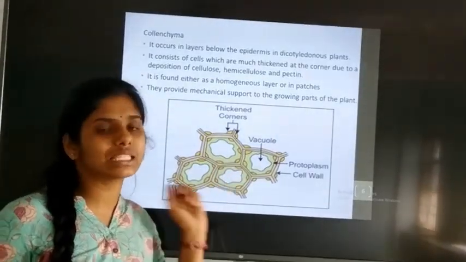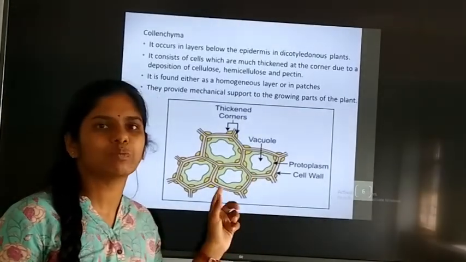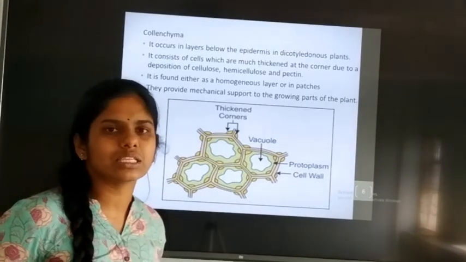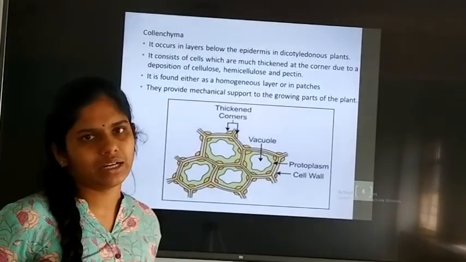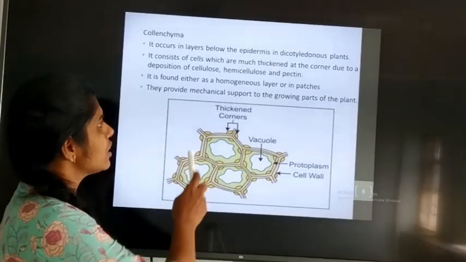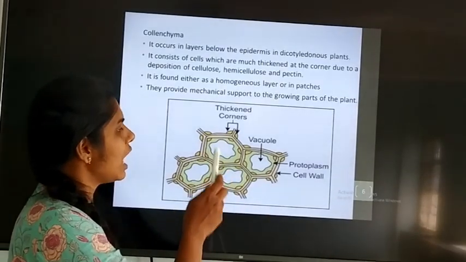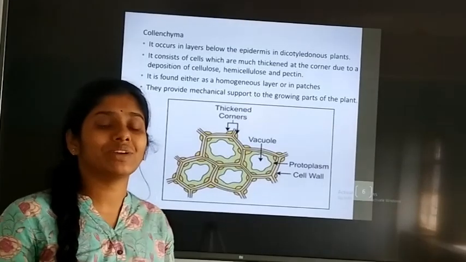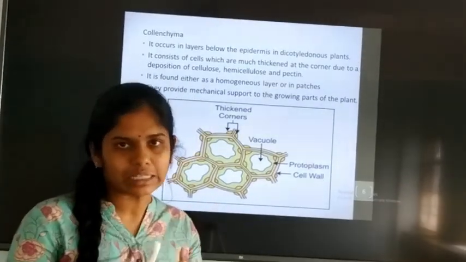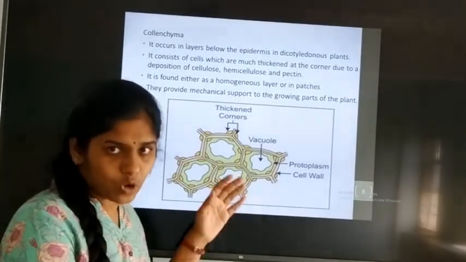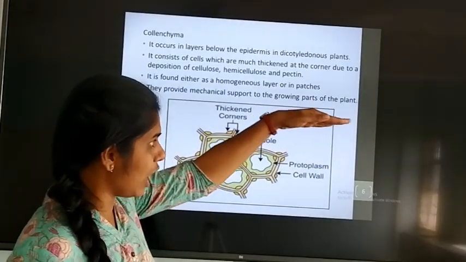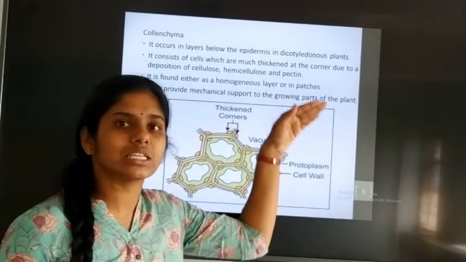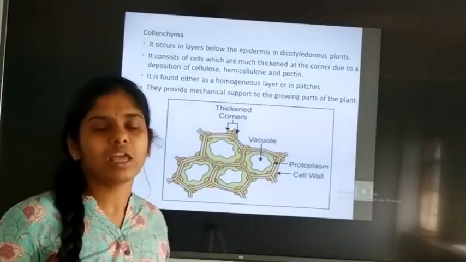Next, come to the intercellular space. The intercellular space is absent in the collenchyma. And next, the collenchyma occurs next to the epidermis. When we take an anatomical view, the outermost layer is called the epidermis, and the collenchyma cells occur next to the epidermis region.